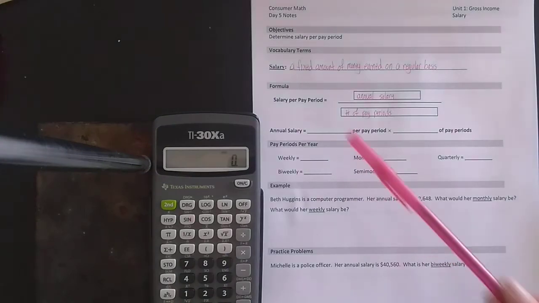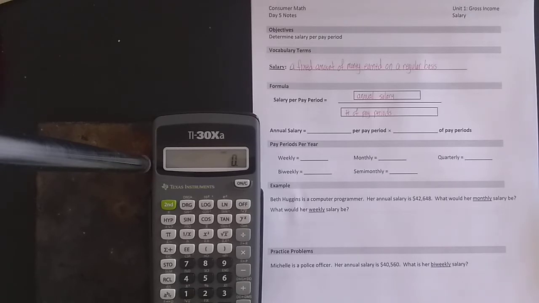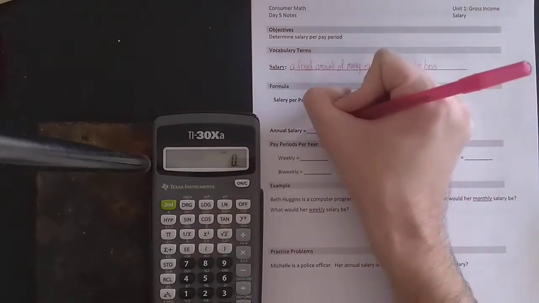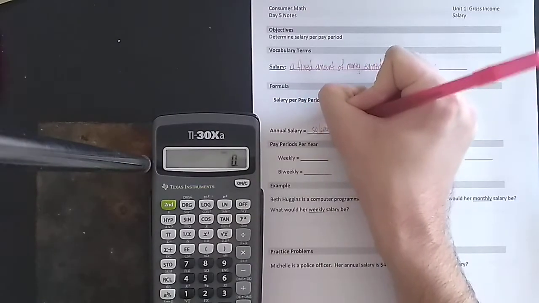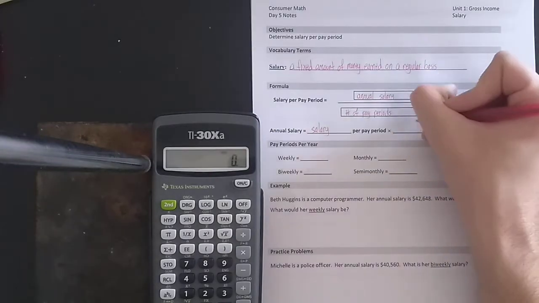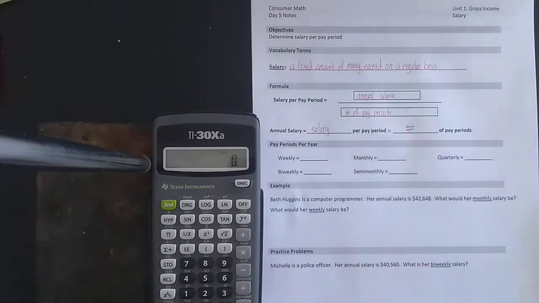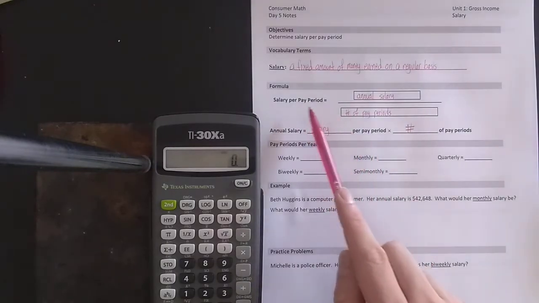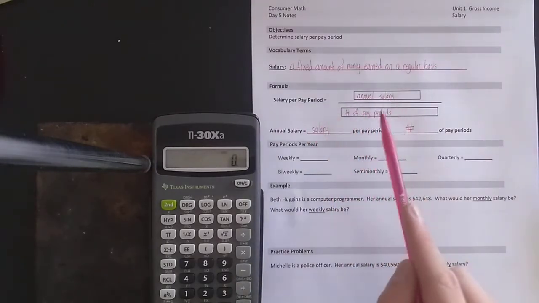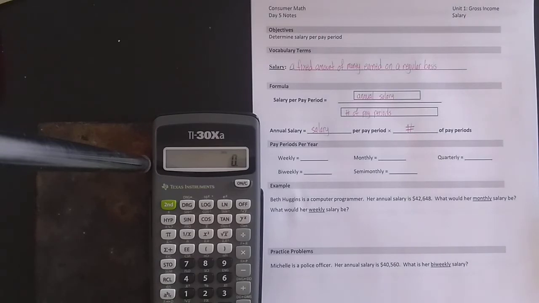On the other hand, this will be important on the back. If you want to find out what your annual salary is, let's say you don't know that off the top of your head, you take your salary per pay period and instead you multiply by the number of pay periods. It's really just kind of the reverse of this. So if you want to find your salary per pay period, you divide your annual salary by the number of pay periods. If you want to find your annual salary, you take the salary per pay period, multiply by the number of pay periods. So let's talk a little bit about pay periods per year.